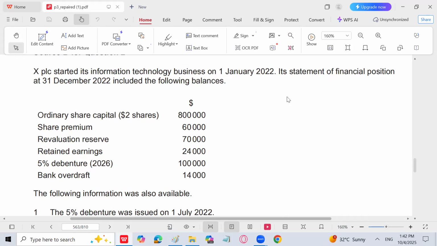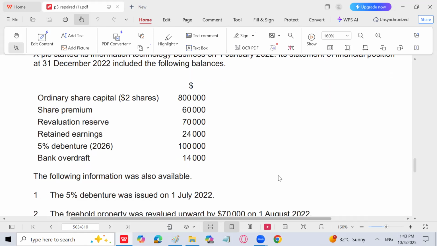Share premium is 60,000. Revaluation reserves 70,000. Retained earnings 24,000. 5% debenture 1 lakh. Obviously, interest is 5,000, 1 lakh into 5%, if it is going to be used in the future. Bank overdraft is a current liability. The following information was also available.